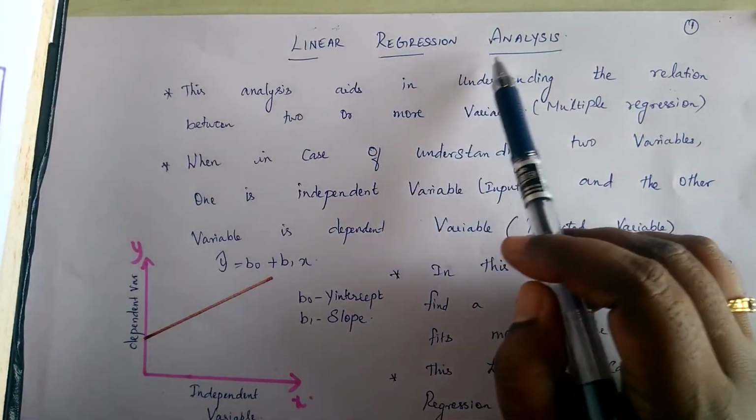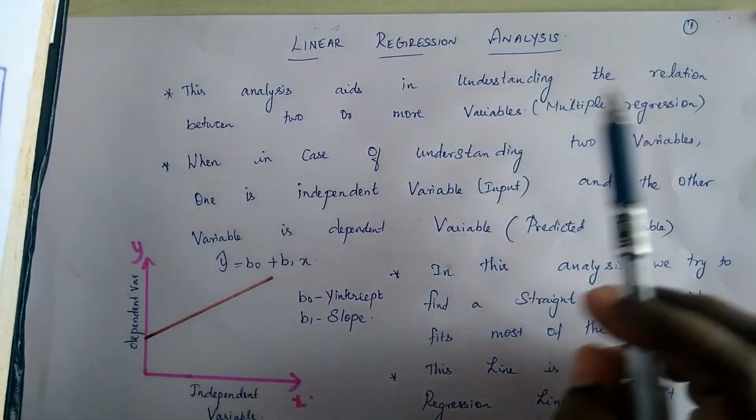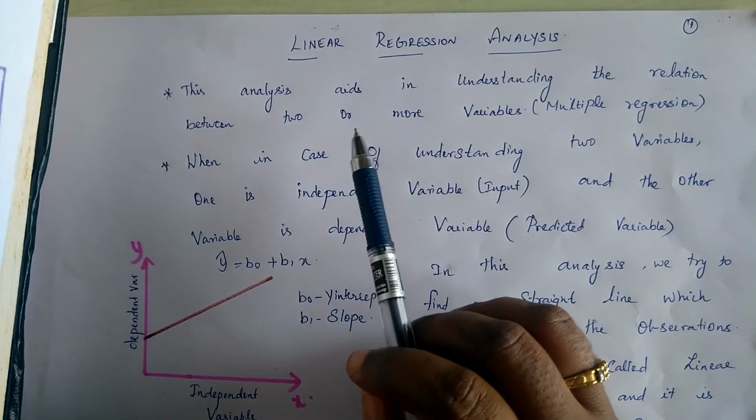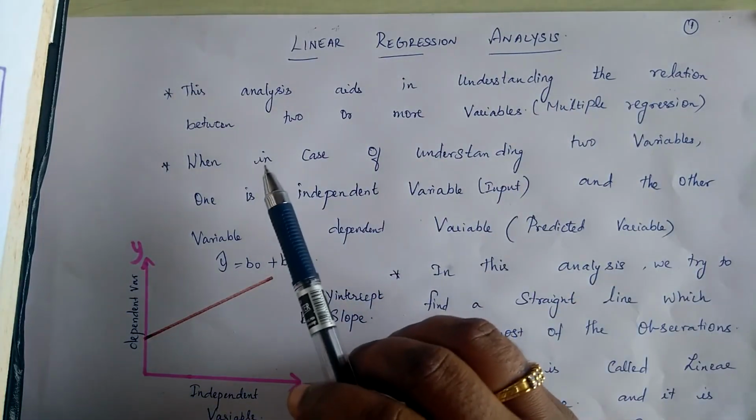Hello all, today we are going to see about linear regression analysis. In this analysis, we understand the relationship between two or more variables. The relation is a linear relationship here. When we have more than two variables, we call it a multiple regression.